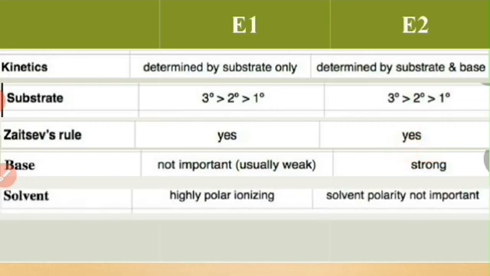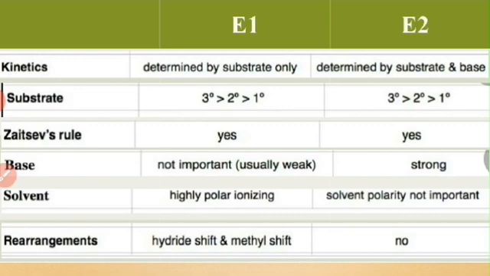Then solvent. In E1 reaction the solvent should be highly polar ionizing, and in E2 reaction the solvent polarity is not important. Then rearrangements. In E1 reaction the carbocation undergoes rearrangement, that is the 1,2 hydride shift and methyl shift. In E2 reaction there is no rearrangement of the carbocation, because there is no formation of the carbocation, but in E1 reaction there is a formation of the carbocation and hence it undergoes rearrangements.